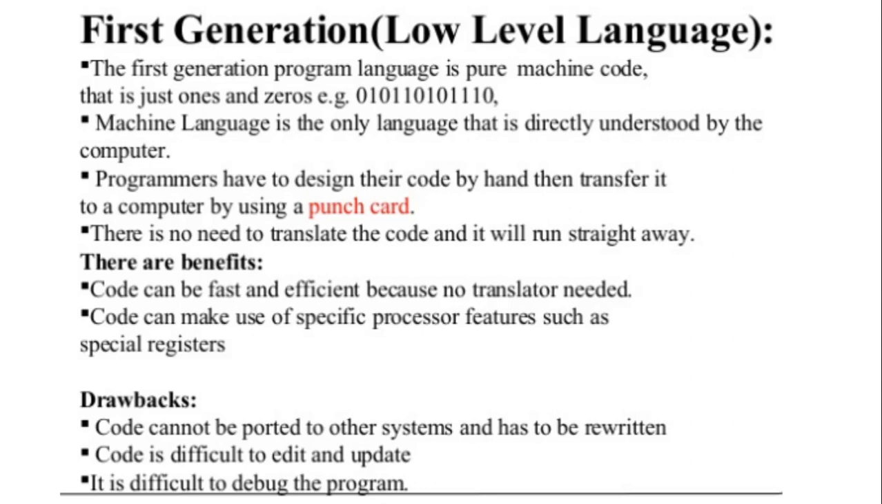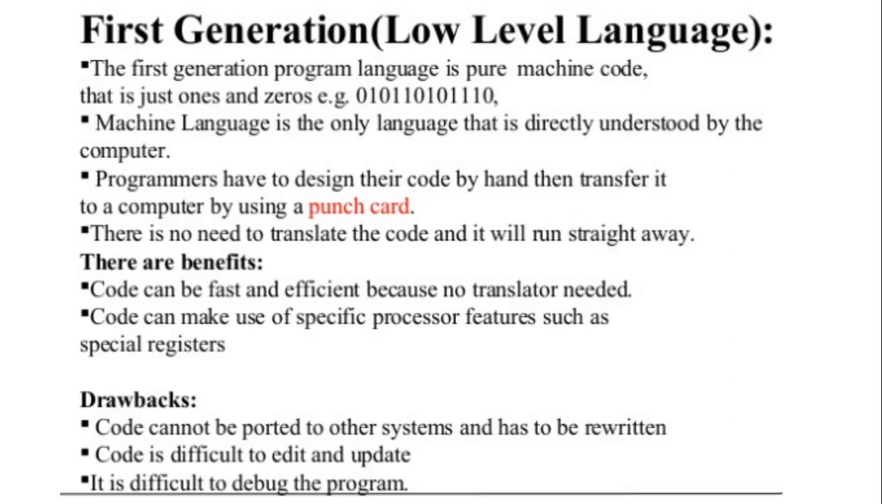Okay, so what are the drawbacks or disadvantages of this first generation or machine language? The first drawback is that a program written in machine language for one system cannot be used in other systems, in other hardware. That is the biggest problem. That is why we need to rewrite the same program for different machines. This is the biggest drawback.